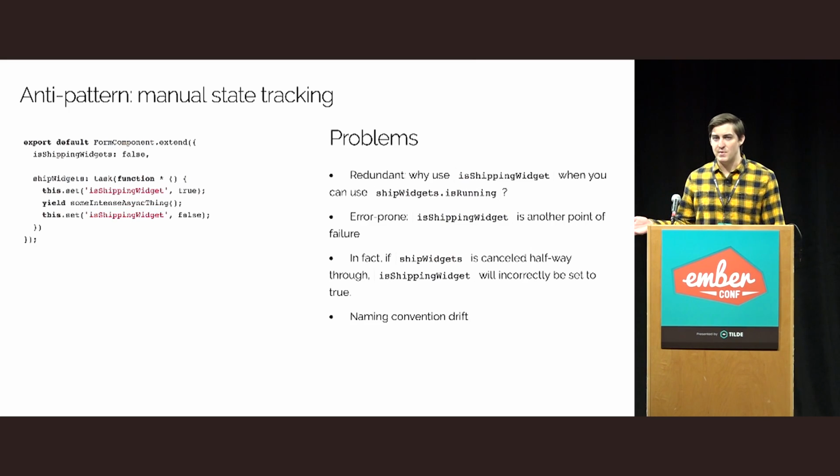And there's a minor problem I wanted to point out. It's not as big as the other issues, but every property that you introduce, every piece of state, also needs to have a name. And developers like to bicker over how to name things. Would you call this flag isShippingWidgets or isShipWidgetsRunning? Maybe another developer would have a problem with that because you'd need to capitalize the S and then it's harder to grep. There are all these little death by a thousand paper cuts problems that you can avoid when you just use the state that is built into a task.